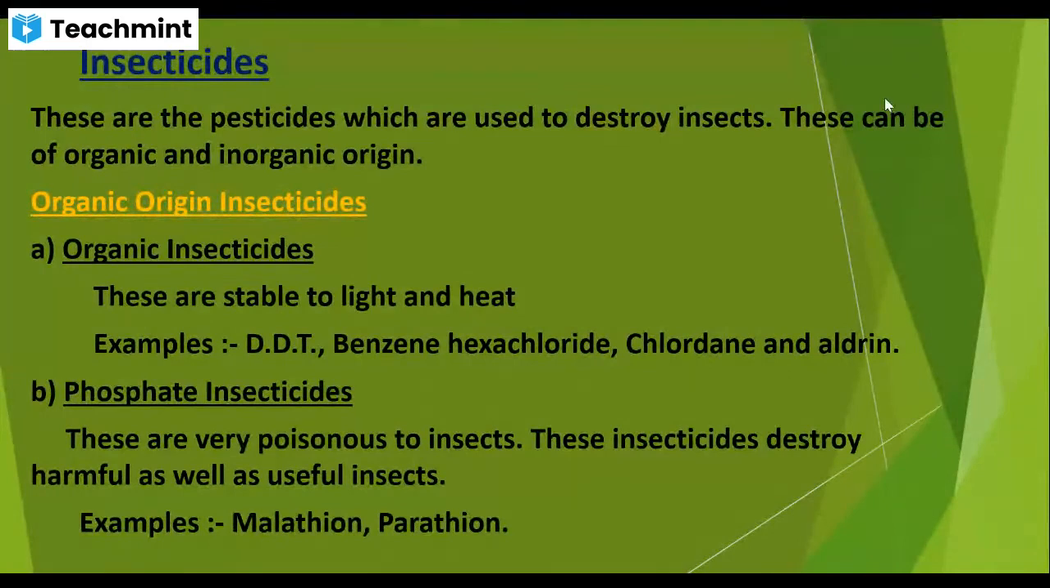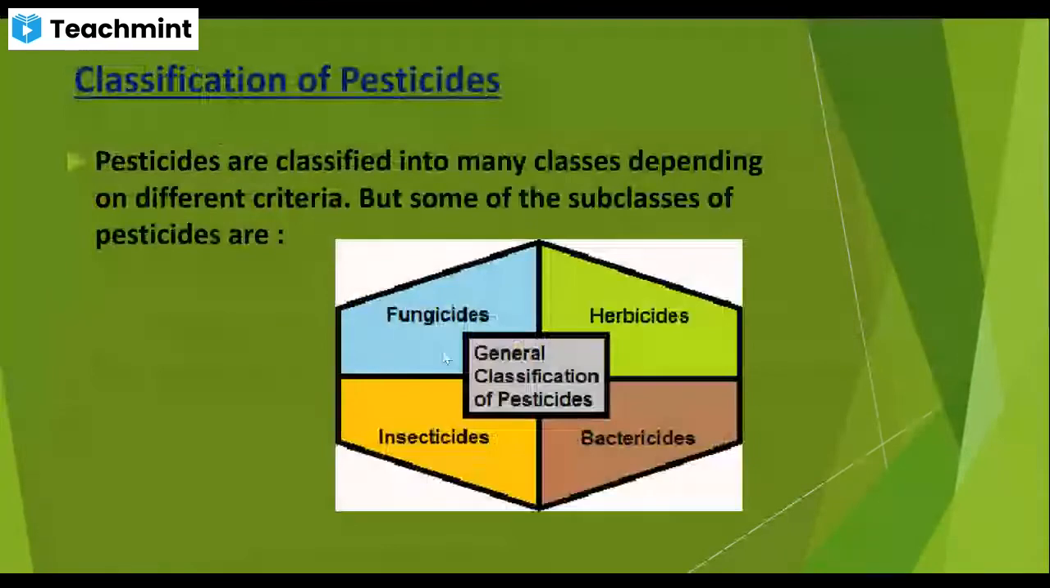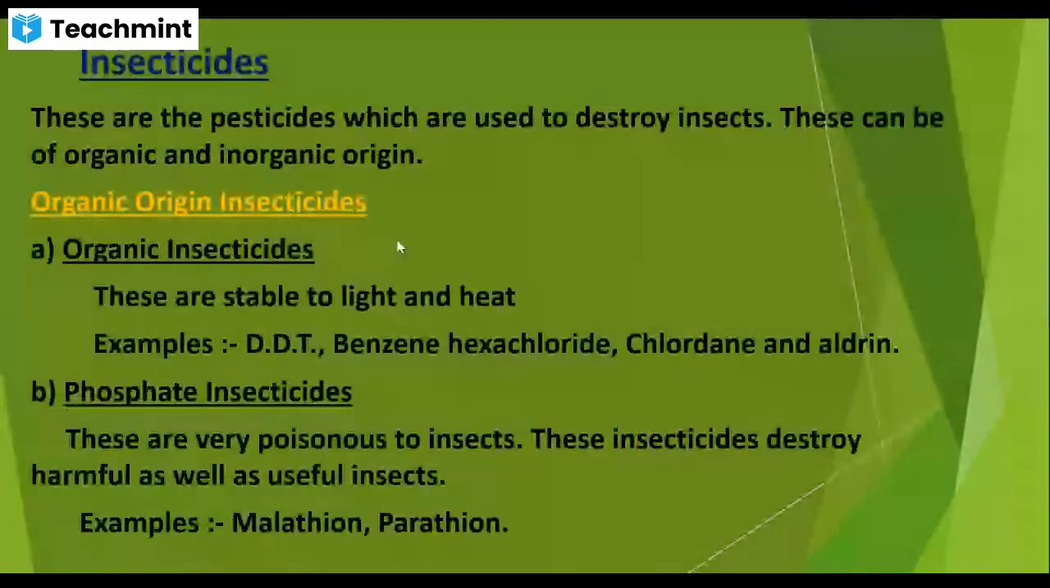Okay, good. This is a very simple part of this unit. So that is a pesticide. Already we have seen this. These are the classes of pesticides: fungicide, herbicide, insecticide, bactericides, as well as one more thing, rodenticides. Instead of these bactericides, we are going to see rodenticides. So the first one is insecticides.